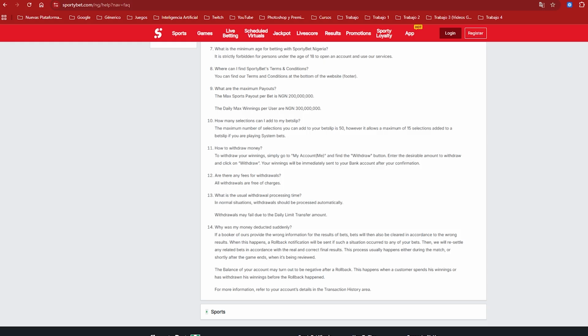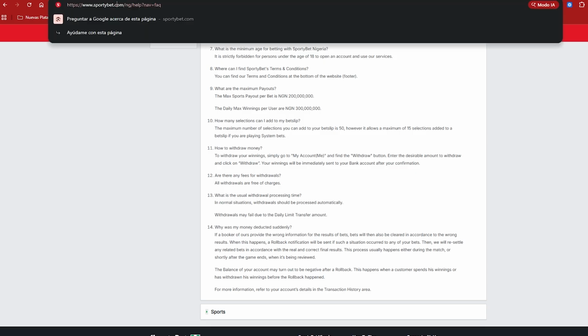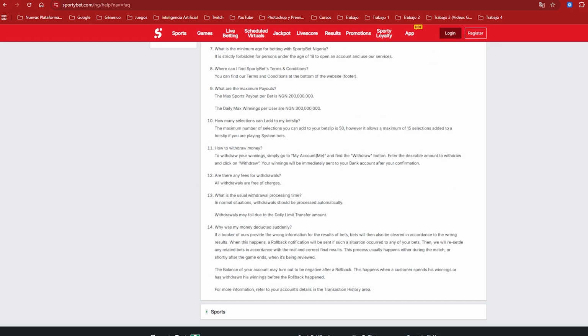The first and most important step is to go to this page, sportybet.com. And next, here's how to withdraw money. First, to withdraw your winnings, simply go to My Account, Me, and find the withdraw button. Enter the desirable amount to withdraw and click on Withdraw. Your winnings will be immediately sent to your bank account after your confirmation.